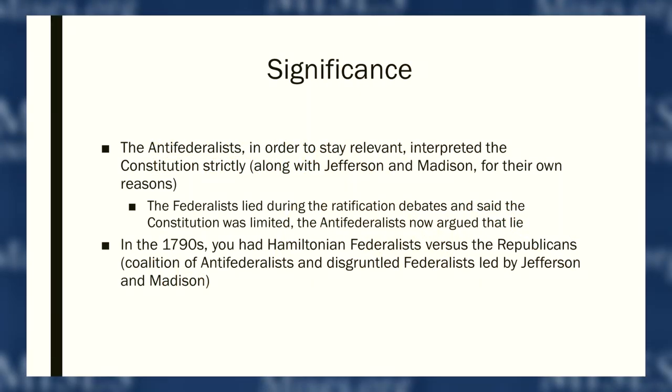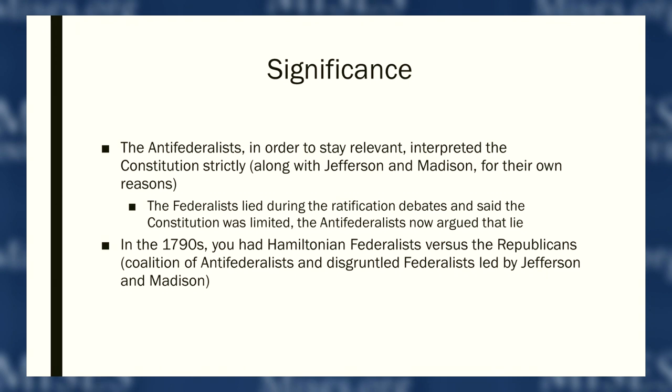So just to wrap up, the anti-federalists, in order to stay relevant, interpreted the Constitution strictly. They said, all right, the Federalists lied to us in the ratification debates. We're going to take that lie for our own, to basically make the government you promised us. And along with some Federalists, Thomas Jefferson eventually came out for the Constitution, sort of. James Madison, for his own reasons, in the 1790s. And that's how the strict constitutionalists were really the children of the anti-federalists, okay? And in the 1790s, you have the Hamiltonian Federalists versus the Republicans, a coalition of anti-federalists and disgruntled federalists led by Jefferson and Madison.